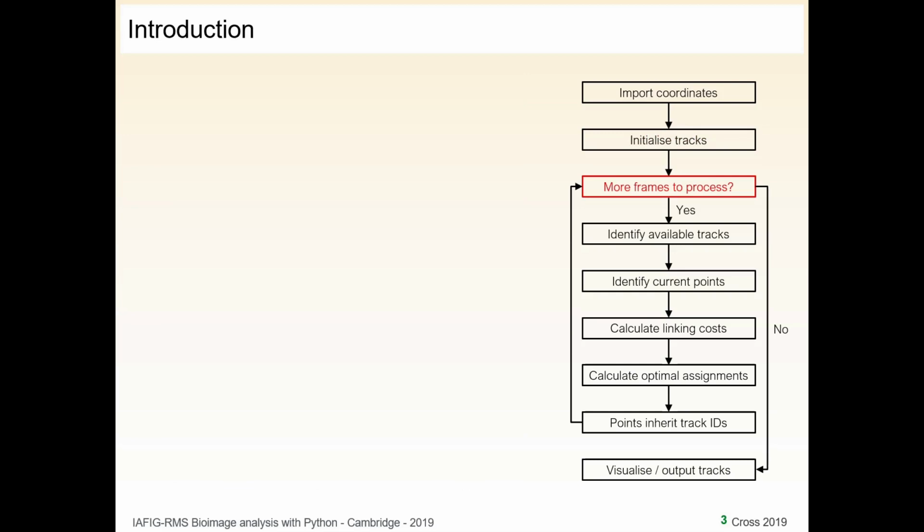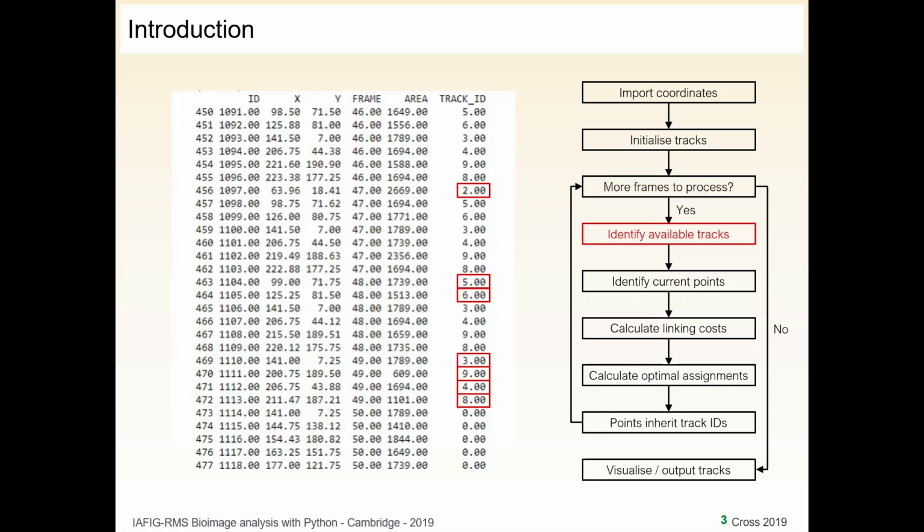So at this point, we enter a loop. This loop will continue until we've finished analyzing every single frame. So for the next section, what we want to do is to identify which tracks have previously been identified that we can link back to from our current frame.